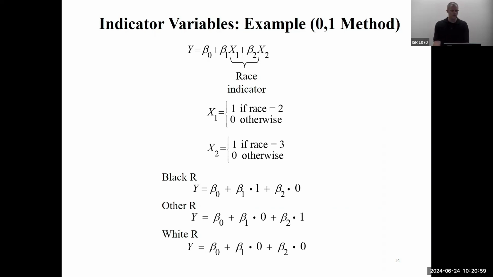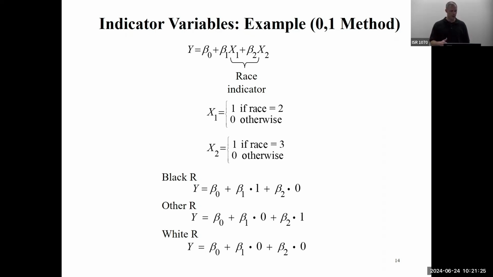Okay, so we have these two in the model. Now, how do we go about interpreting them? Well, again, go back to the actual equation itself. Go back to the regression functions. So the mean of y for a black respondent would then be beta 0 plus beta 1, because x1 would be equal to 1, right? The mean of y for an other respondent would be beta 0 plus beta 2, because now x2 would be equal to 1.